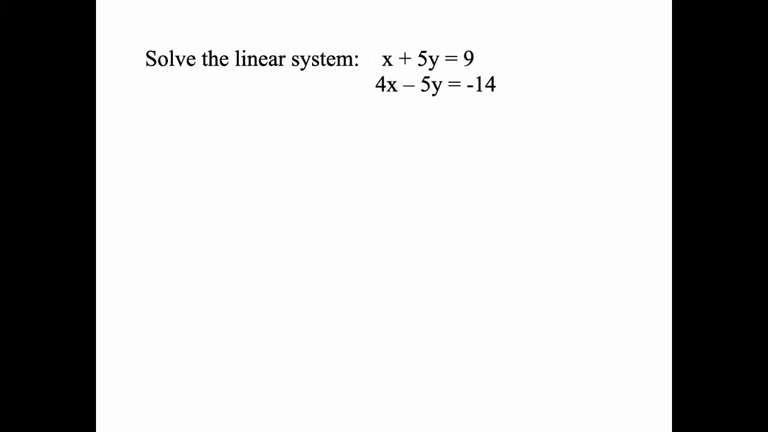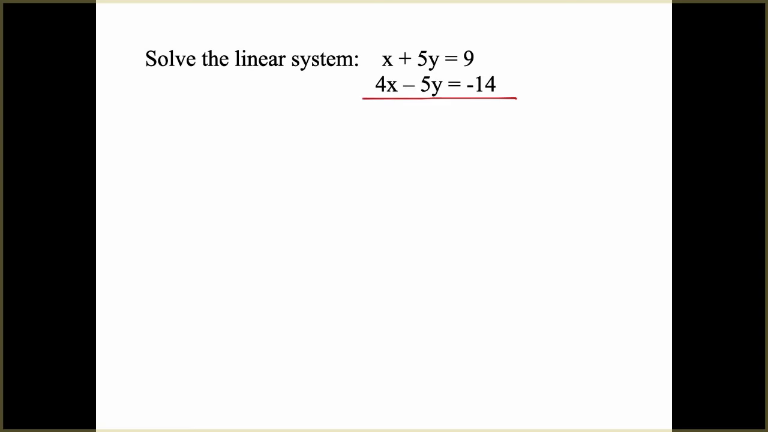So here we have a linear system: x plus 5y equals 9, 4x minus 5y equals negative 14. You should notice that the y variable has a coefficient of 5 in the top equation and negative 5 in the bottom equation. These two equations are stacked on top of each other and the variables are aligned, so we can just add the two equations together. x plus 4x is 5x. 5y minus 5y goes to 0. And 9 minus 14 is negative 5.